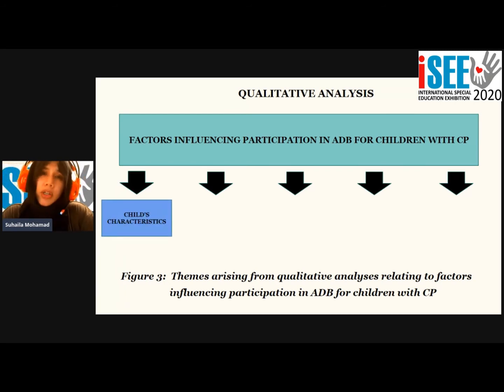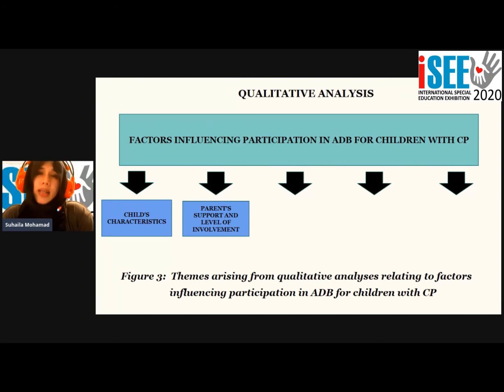Parents discussed a child's physical and cognitive capacity as influencing their participation in ADB. In addition to the child's physical and cognitive functioning, age was also reported to impact participation. Next, parent support and level of involvement. Parents also emphasized the importance of support and level of involvement. Having clear expectations relating to inclusion was discussed as influencing whether parents enrolled their child in ADB.